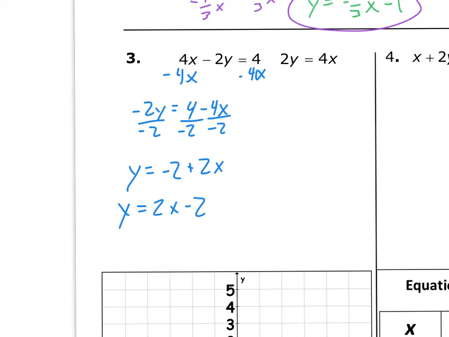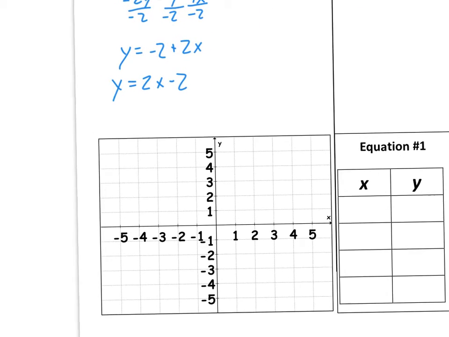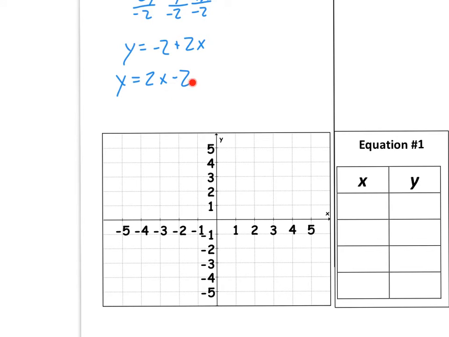Remember, these are the same thing. Sometimes it just helps us to see what's the slope and what's the y-intercept. So now if I go down to my graph, and I graph this, we know that my b value of -2 is going to be where we begin, because b stands for begin, so I put my first dot at -2, and my slope is going to be 2x.